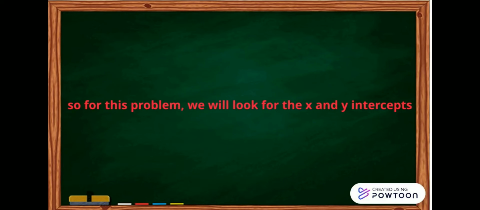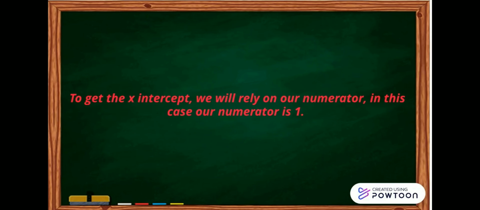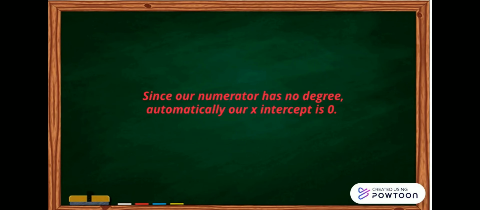So for this problem, we will look for the x and y intercepts. To get the x-intercept, we will rely on our numerator. In this case, our numerator is 1. Since our numerator has no degree, automatically, our x-intercept is 0.